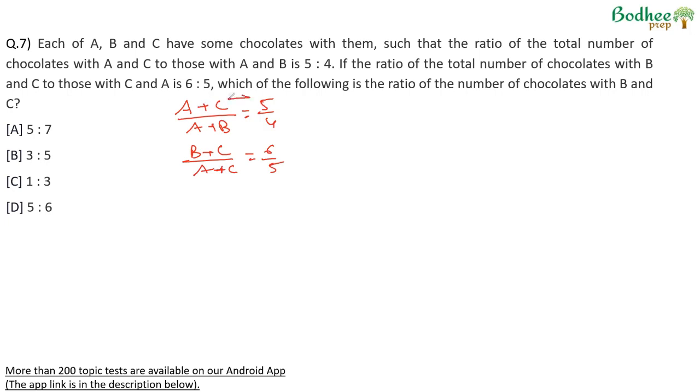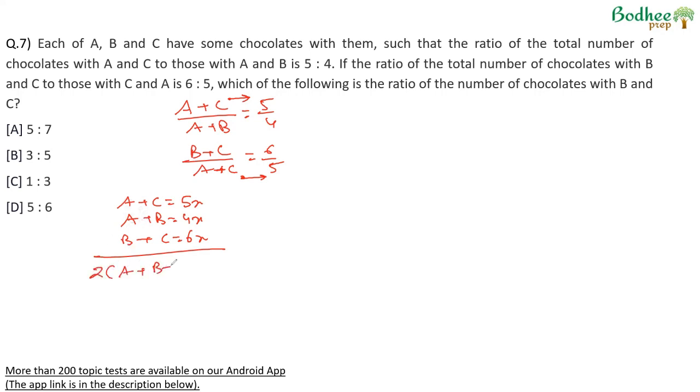We see that A plus C in both of the fractions corresponds to 5. And therefore, what we can do is assume A plus C to be 5x. Therefore, A plus B here will come out to 4x. And since A plus C is 5x, B plus C will correspond to 6x from the second fraction. We have to find the ratio of the number of chocolates with B and C. So we add these three.